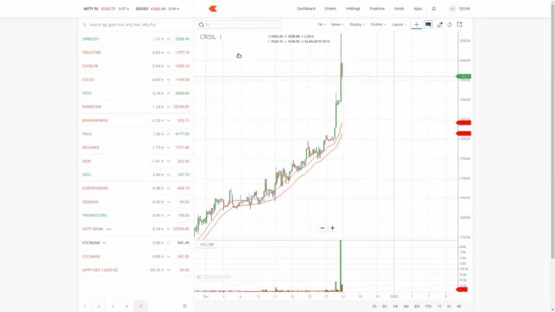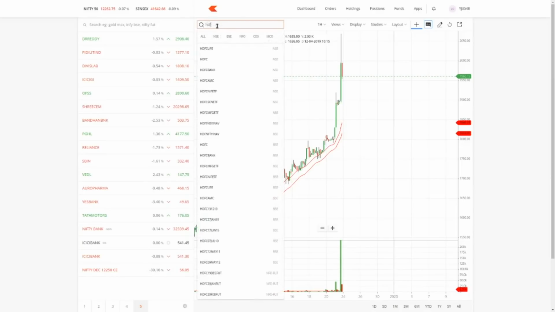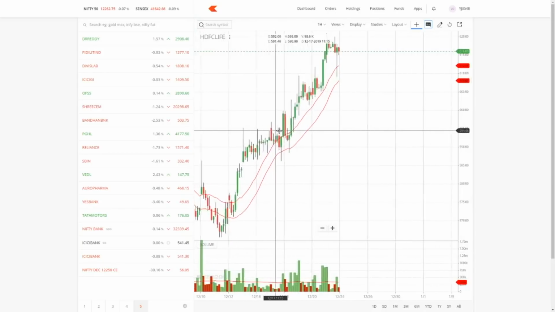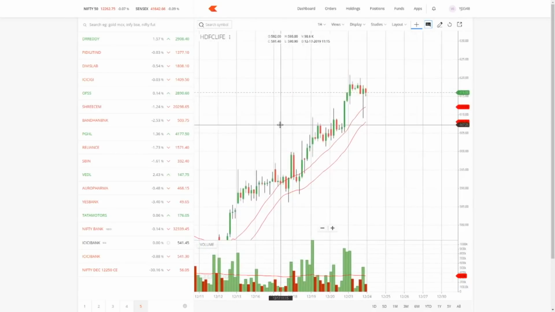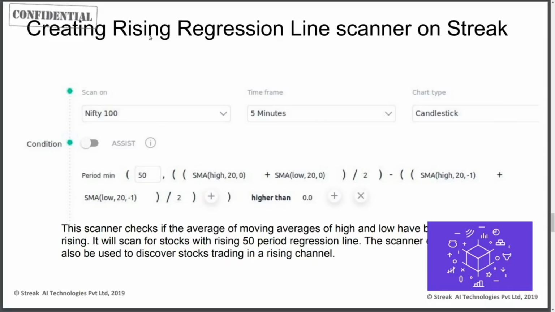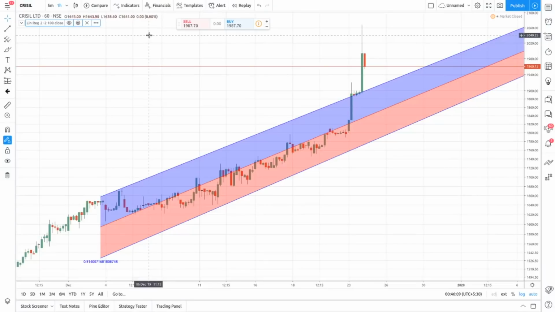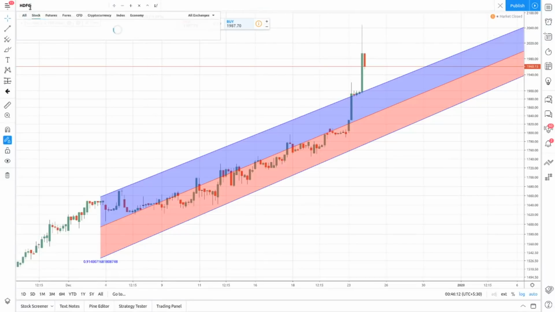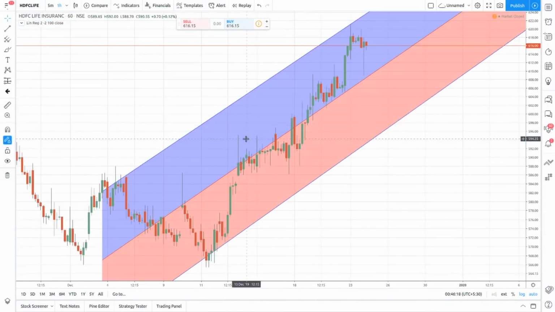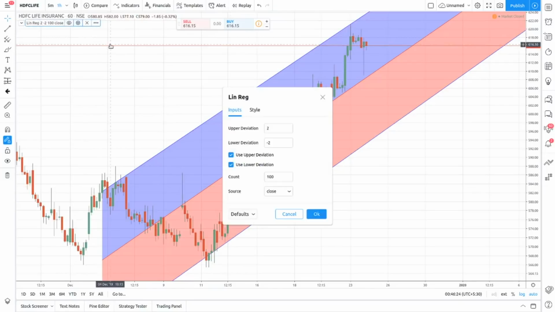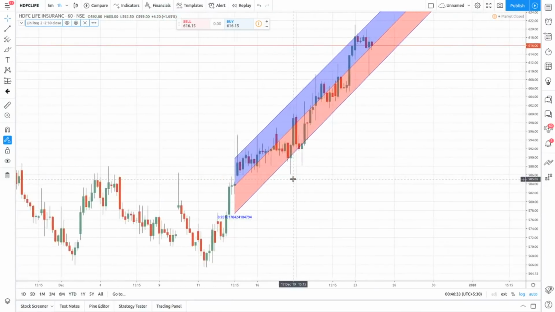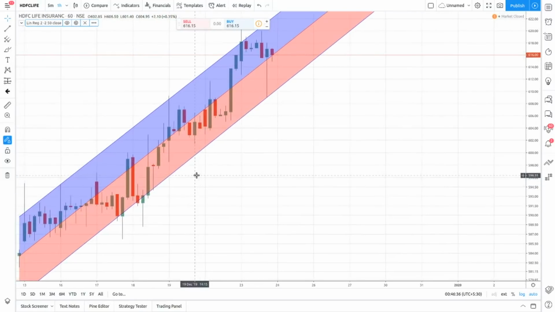Let's look at something else. Let's look at HDFC Life and see how that looks like. Again, HDFC Life also shows a rising trend. And let's look at how that looks like in regression line as well. Great. So we can clearly see that here the period is 100. Let me just change the period to 50 because we have also created for 50 period. Okay, so this is how a 50 period regression looks like.